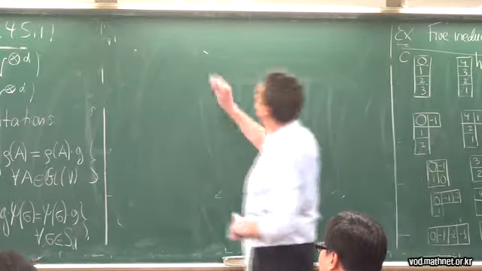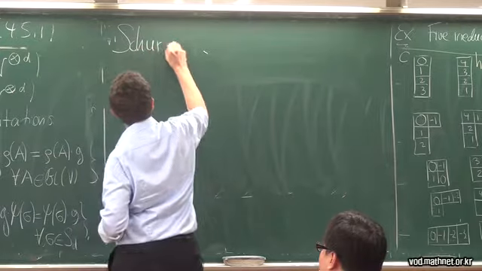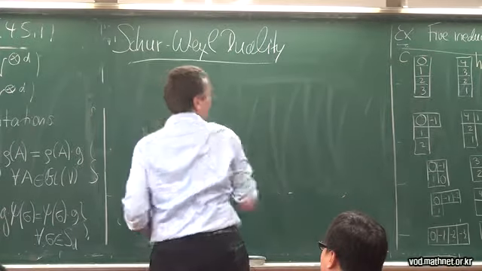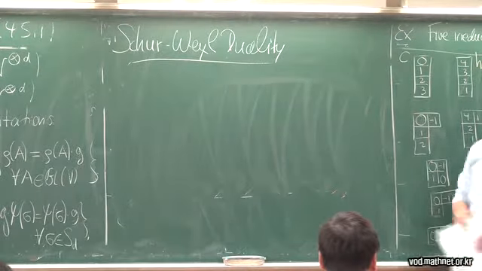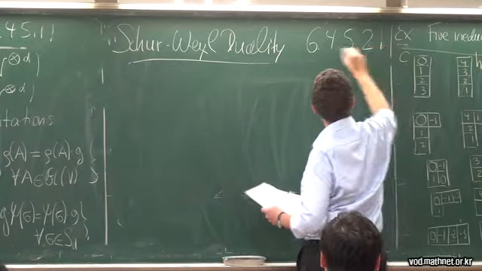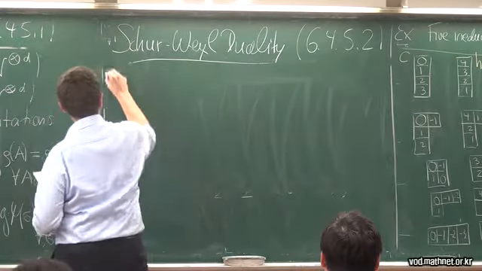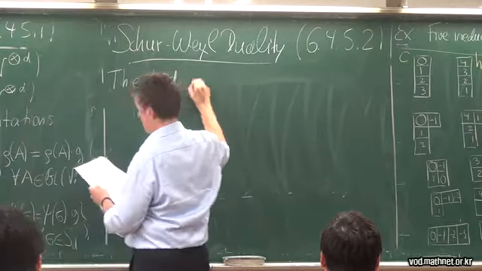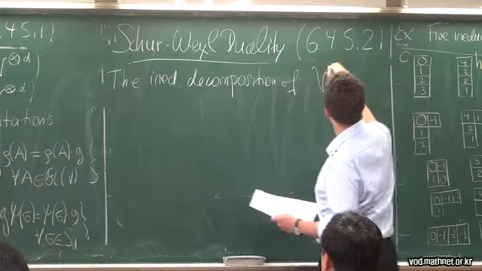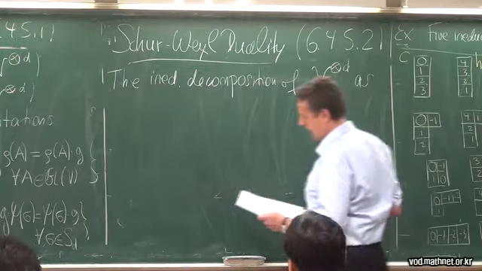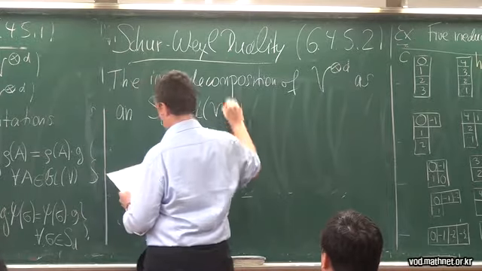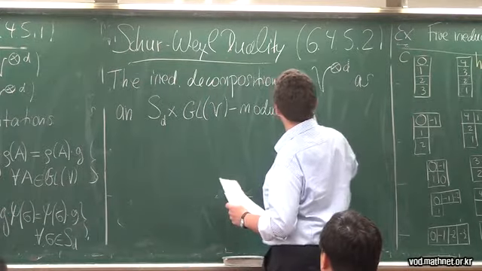So, Schur-Weil duality. That's the theorem that explains this miracle. And this is 6.4.5.2. It says the following. The irreducible decomposition of tensor space as a module over the product of the two groups, as an S_d times GL(V) module, is the following.